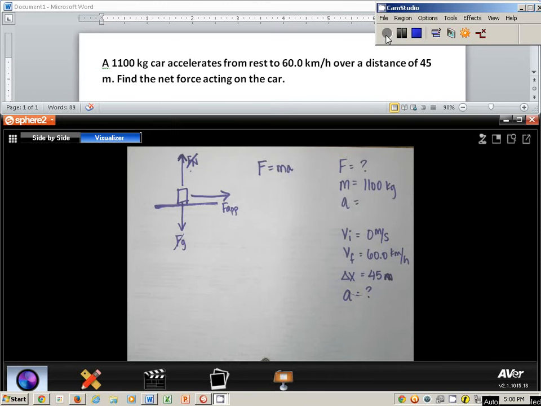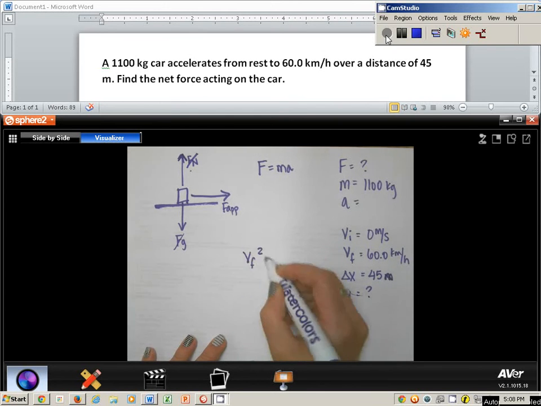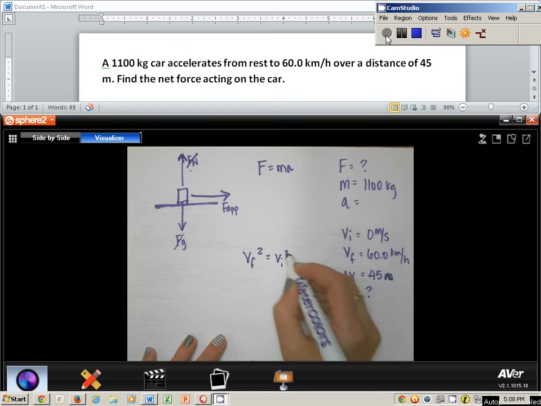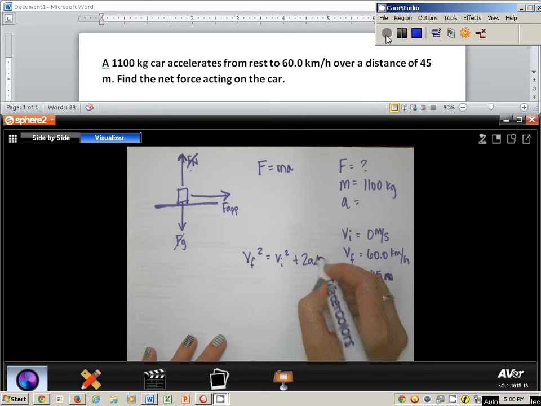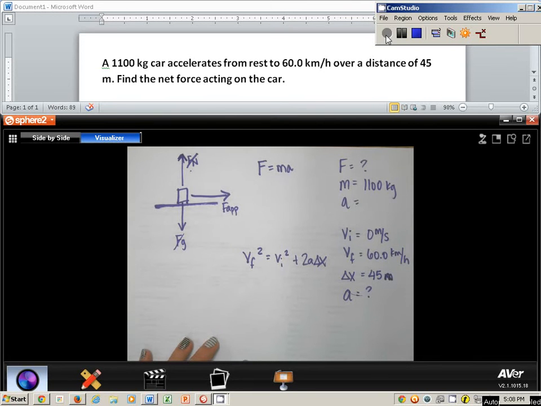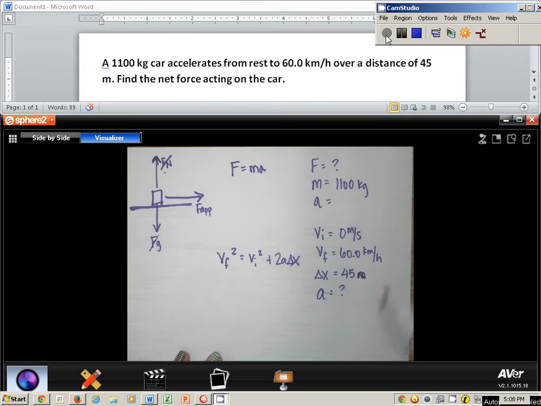The equation that's going to serve me best is VF squared is equal to VI squared plus 2A delta x. I have three of those four pieces. The only other thing I'm going to have to recognize is that the units of speed, as I have them right now, are kilometers per hour, and I need to convert that to meters per second. We've talked about in class that if I divide by 3.6, I will get a speed of 16.6 repeating meters per second.